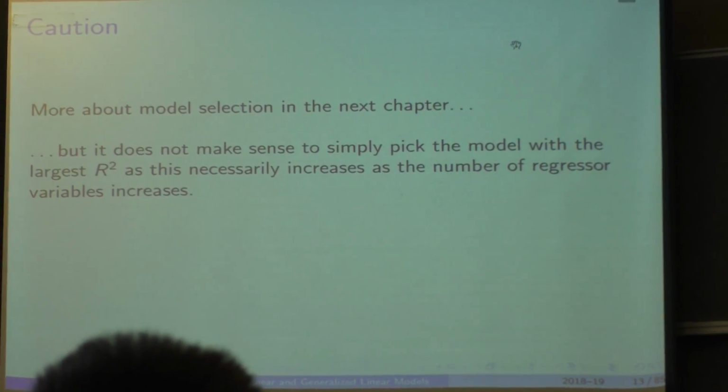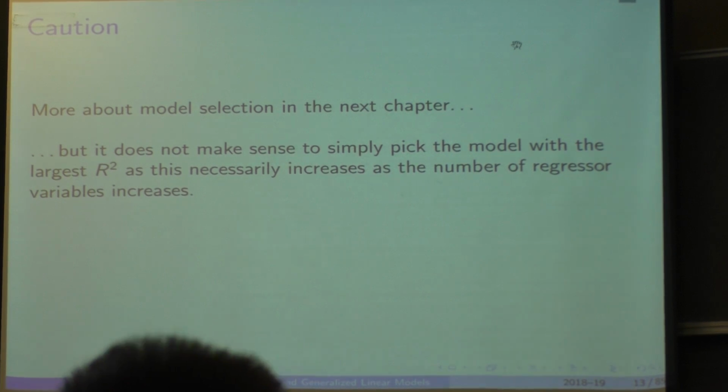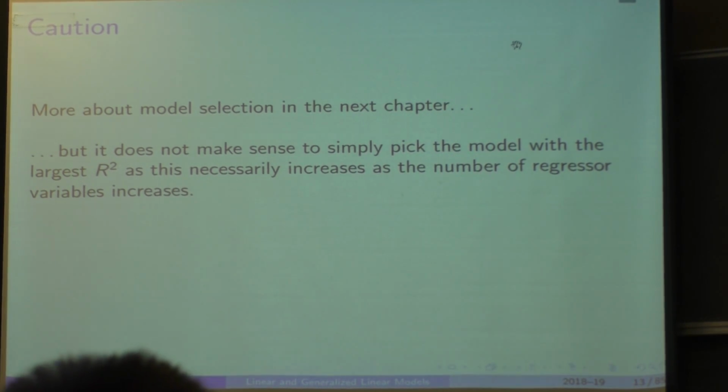Okay, so chapter 2 has quite a bit about model selection in it. So I won't say too much more about that now. However, as I was trying to indicate by drawing this picture, it doesn't necessarily make sense to just pick the model which has the largest R squared, because that is going to be the one which fits the data perfectly, so we just add more and more regressor variables until we get a perfect fit.